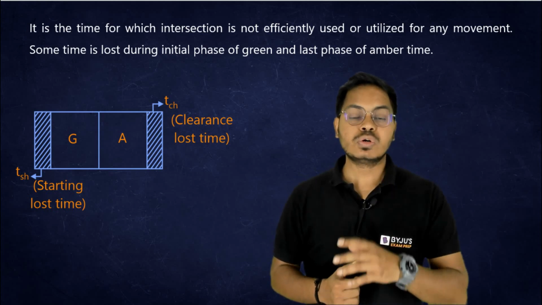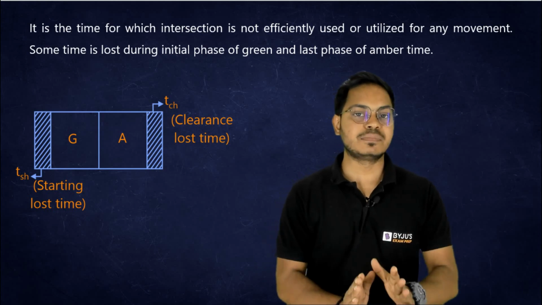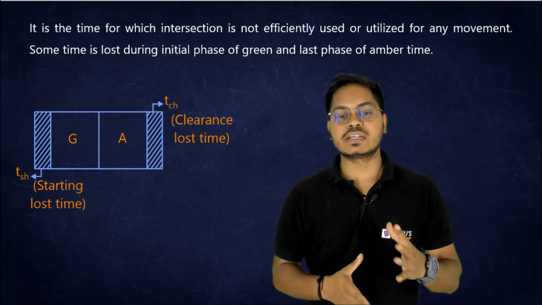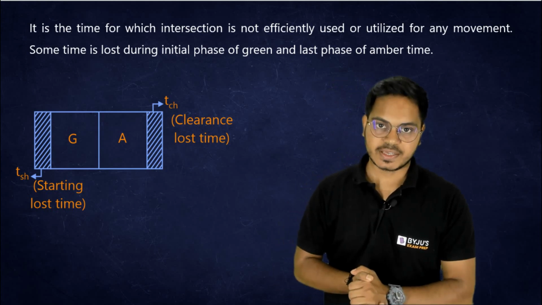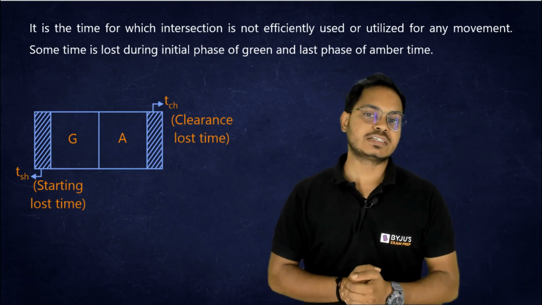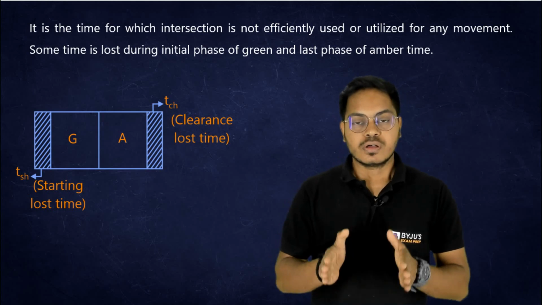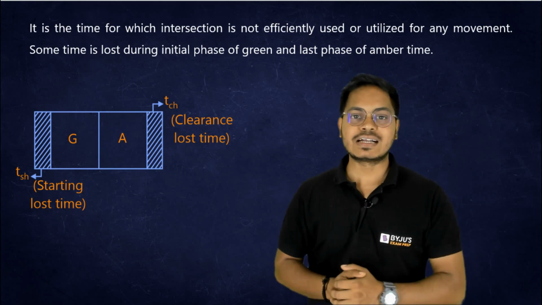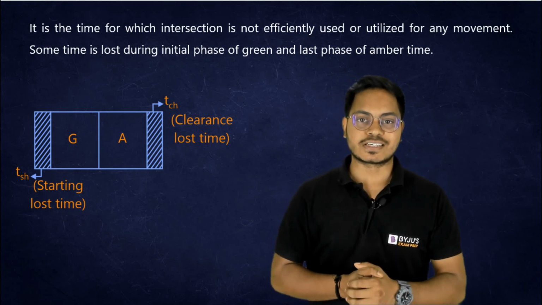Now there are two cases in which the loss can be seen very frequently on any intersection. The first one is your starting lost time. Now let's understand what actually is starting lost time. So suppose there is a red light and all the vehicles are standing in a queue on any intersection.